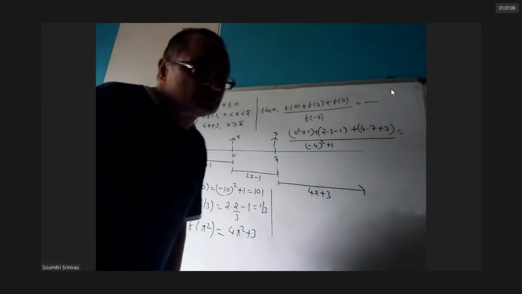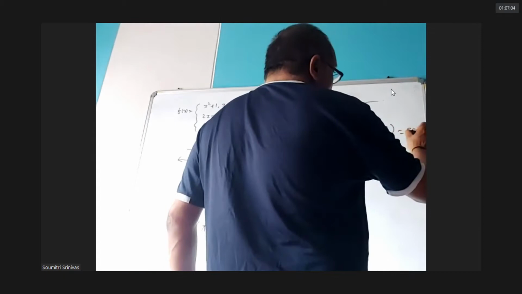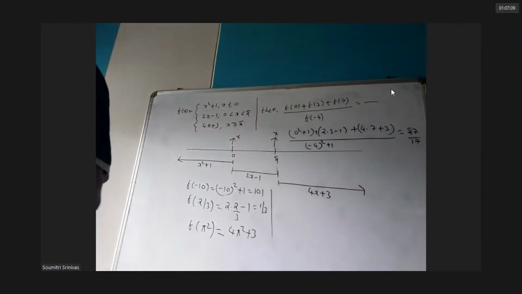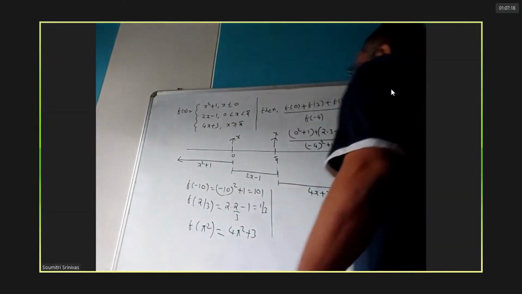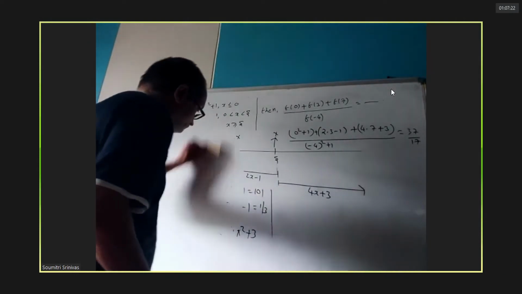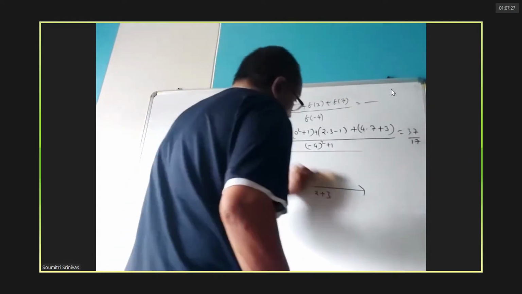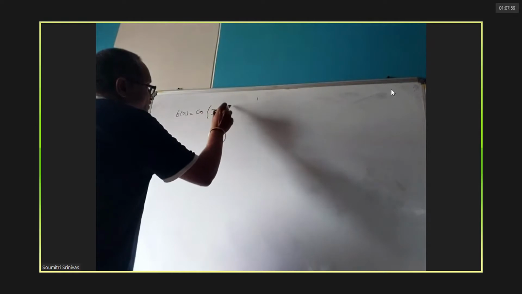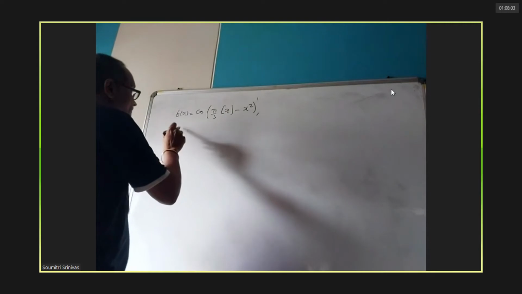37 by 17. How much? 37 by 17. Sir, 37 by 17. 27 by 57 is right. This is the step function.